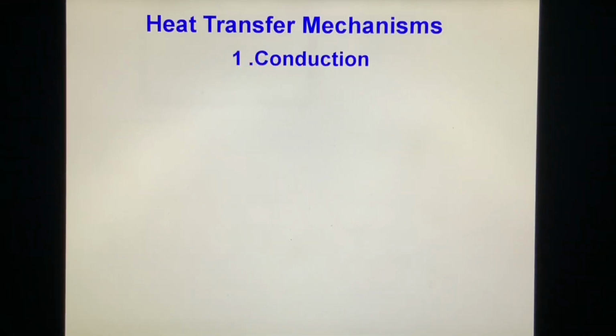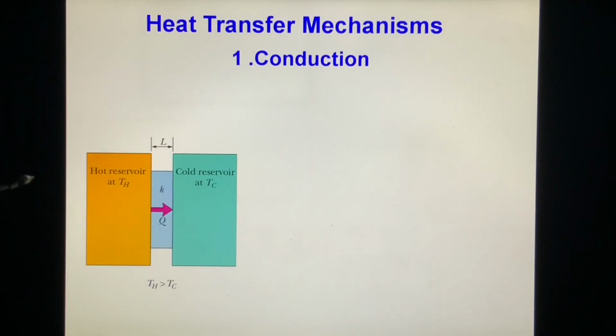Heat transfer mechanisms. First, conduction: we have two reservoirs, a hot reservoir at temperature TH and a cold reservoir at temperature TC. Between them we have a slab of material. The constant K depends on the material, the thickness is L, and the cross area is A. TH is larger than TC.